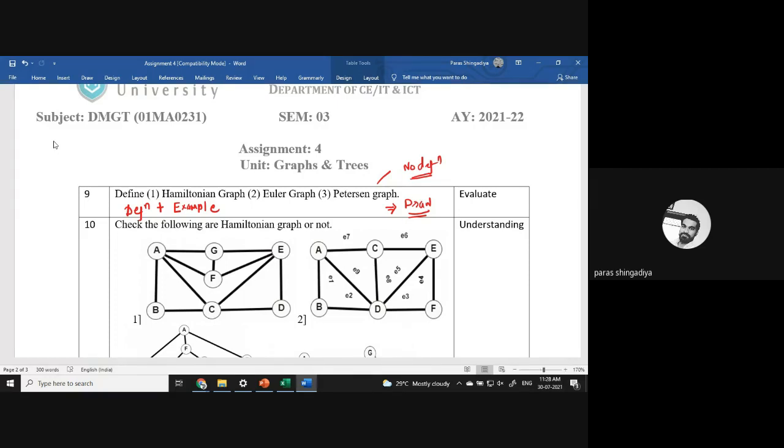Does anyone know how we can define Euler graph and Hamiltonian graph?